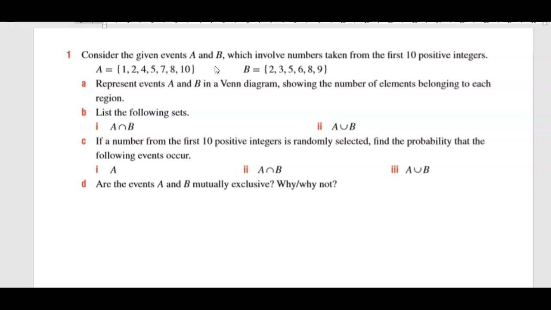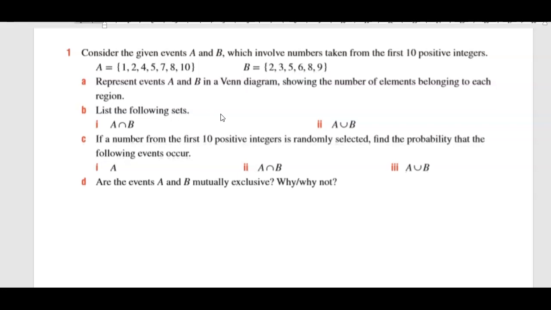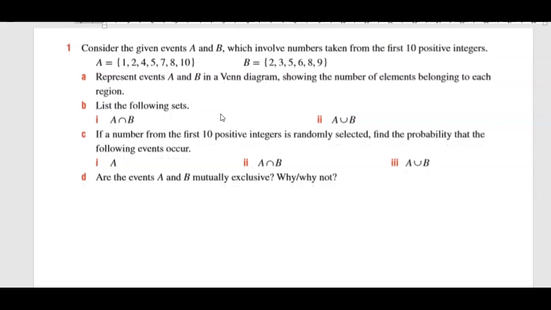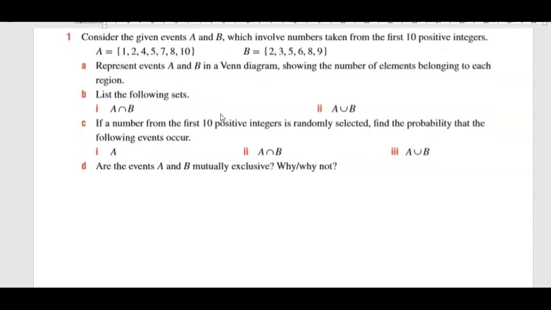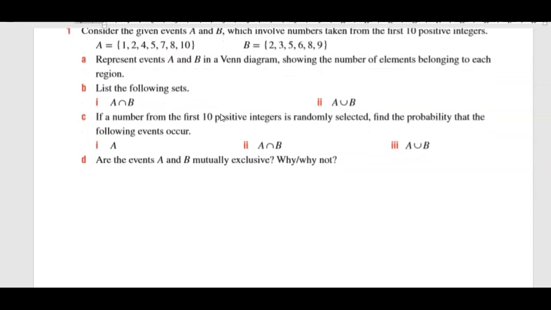Consider the given events A and B which involve numbers taken from the first 10 positive integers. Okay, so set A is 1, 2, 3, 4, 5, 6, 7, 8, 9, 10. And B, we're looking at 2, 3, 5, 6, 8, 9. Okay, so they're not the same. Represent events A and B in a Venn diagram showing the number of elements belonging to each region. So in your Venn diagram, let me just get my pen.